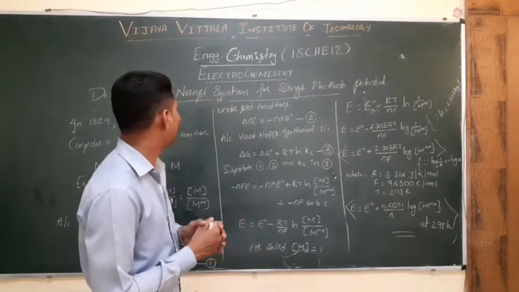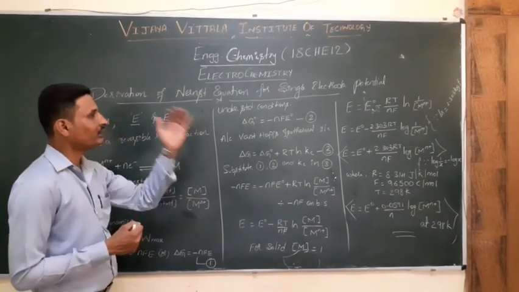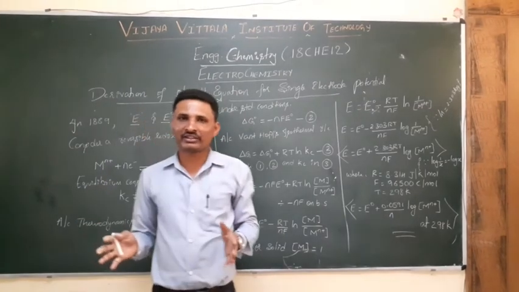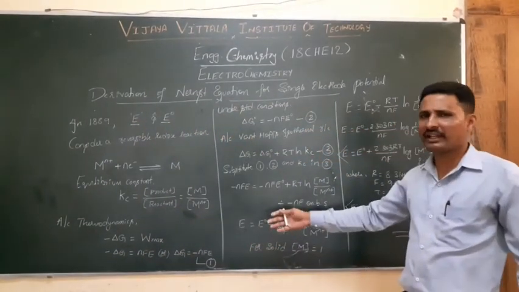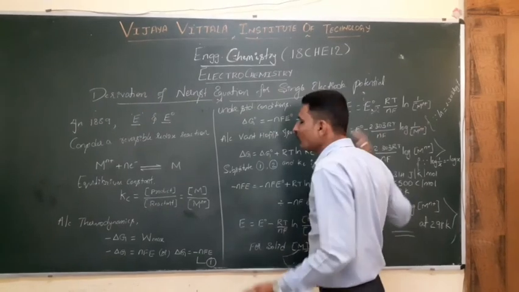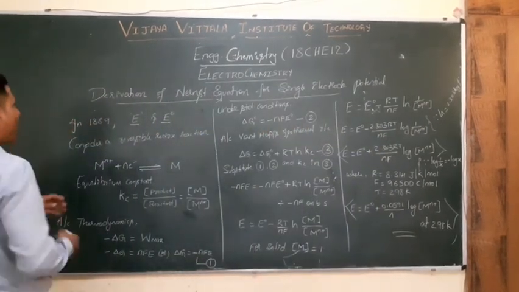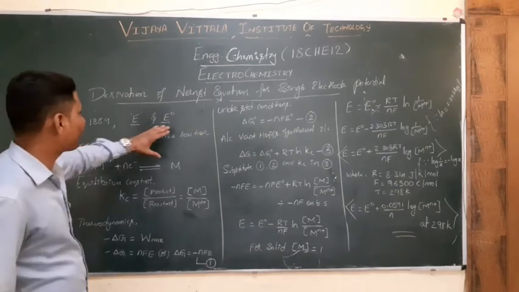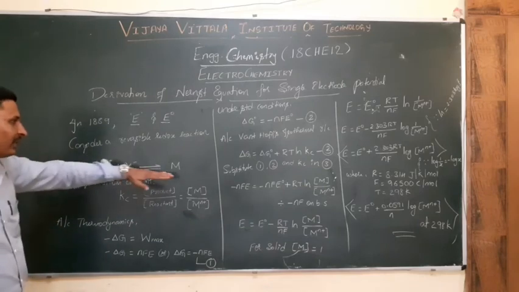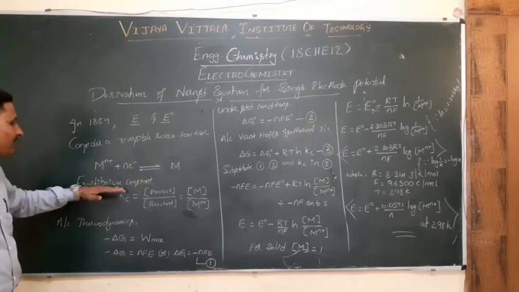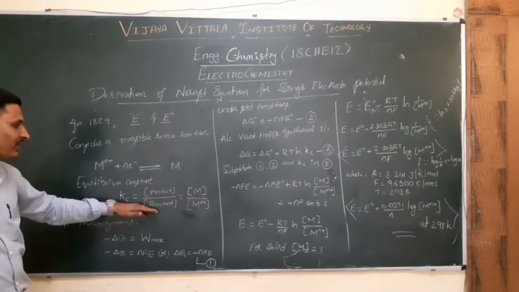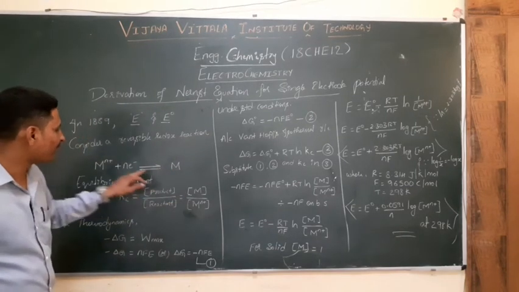So once again I will just repeat the derivation here. In 1889 Nernst derived an equation which gives the relationship between the single electrode potential, the standard electrode potential, and the molar concentration of metal ions. First of all we should consider the reversible redox reaction. That is, metal ions get reduced by gaining n number of electrons, giving rise to metal. And according to the law of mass action, the equilibrium constant Kc can be written as products by reactants, that is, molar concentration of metal by molar concentration of metal ion.